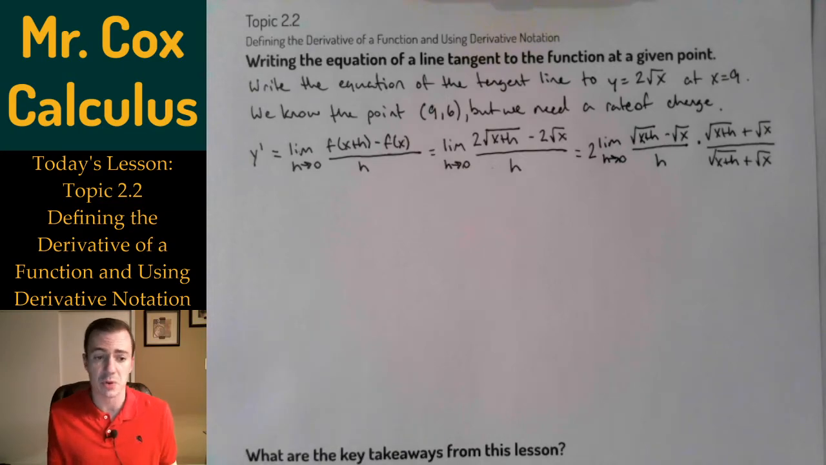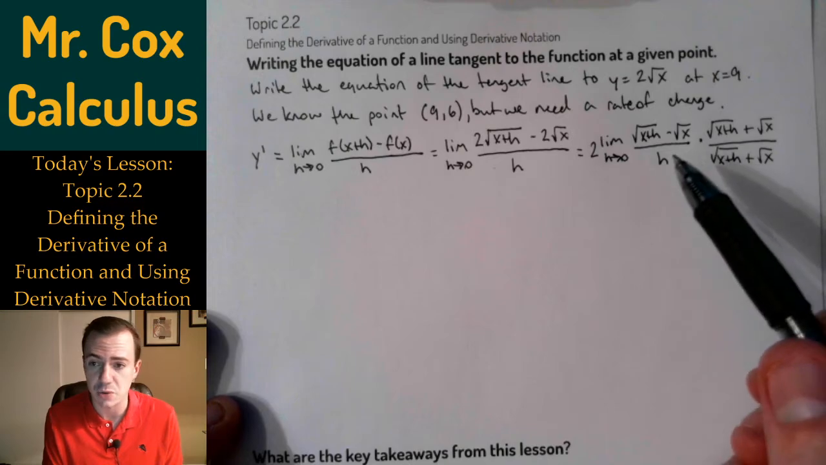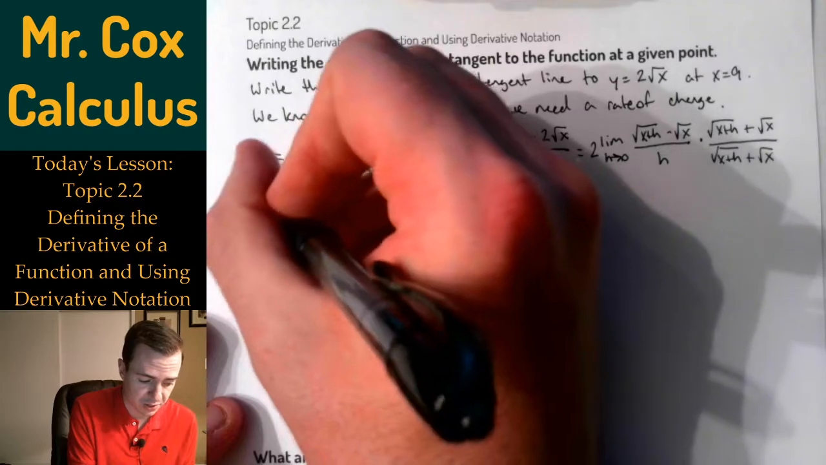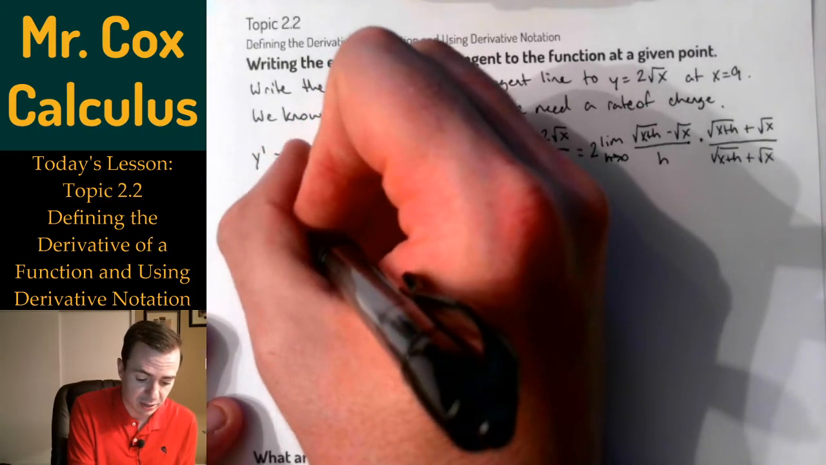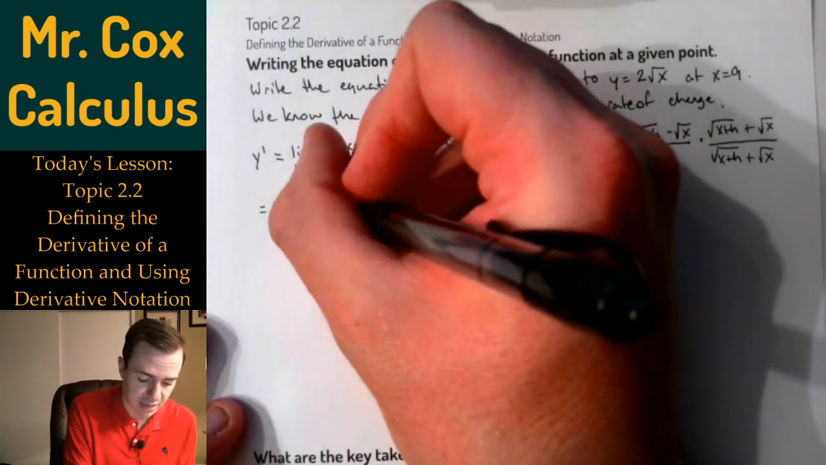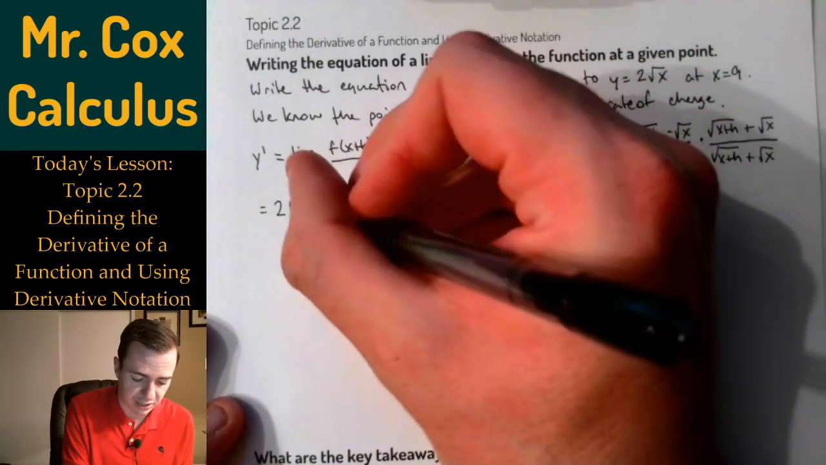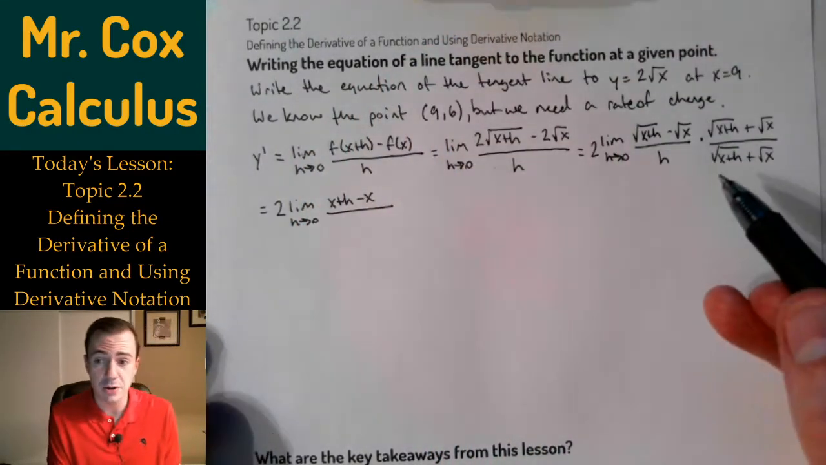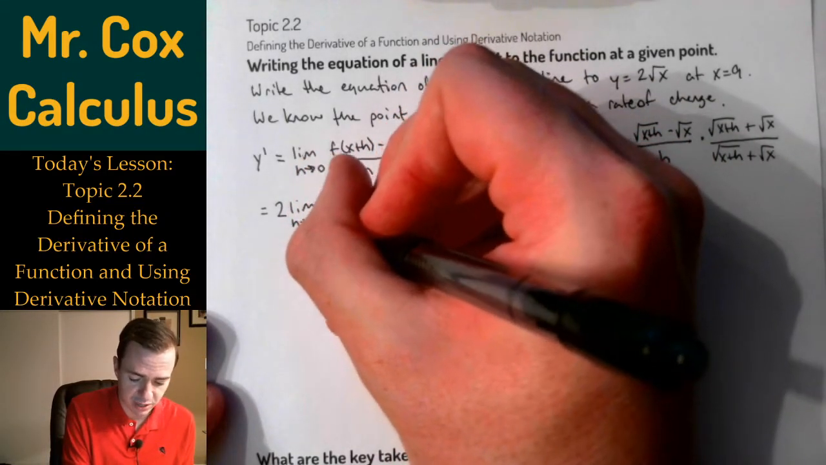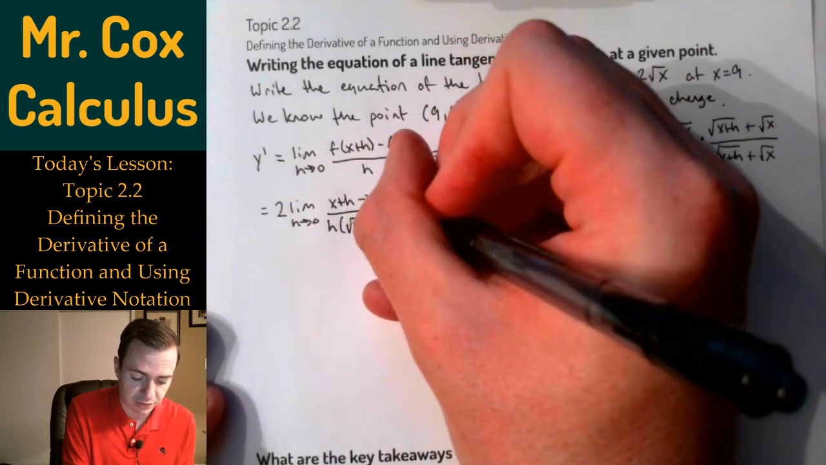And you're going to see some similar things happen to when we evaluated limits involving radicals back in Unit 1. The numerator is going to operate as the difference of squares. So this is equal still to 2 times the limit as h approaches 0. But the square root of x plus h squared is x plus h, minus the square root of x squared, which is x. Now then, the denominator, just like in Unit 1, let it be gross for a second. That's going to be h times the square root of x plus h plus the square root of x.